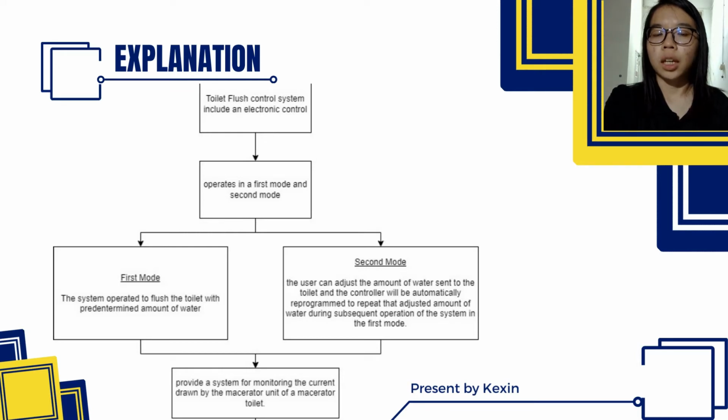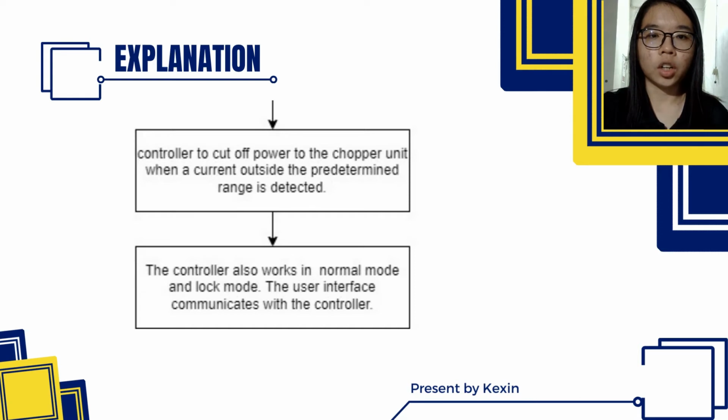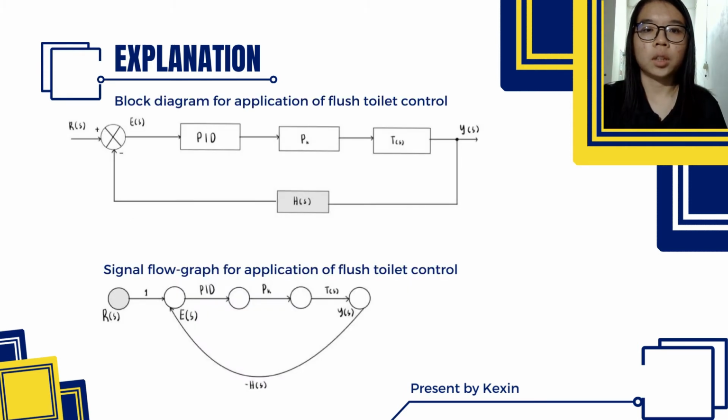In other aspects, it also provides a system for monitoring the current drawn by the macerator unit of a macerator toilet. The system may include a controller to cut off power to the chopper unit when a current outside the predetermined range is detected. The controller also works in normal mode and lock mode. The user interface communicates with the controller. This is the block diagram for the application of flush toilet control and our signal flow graph for the application of flush toilet control.